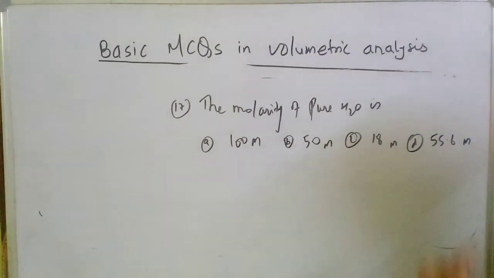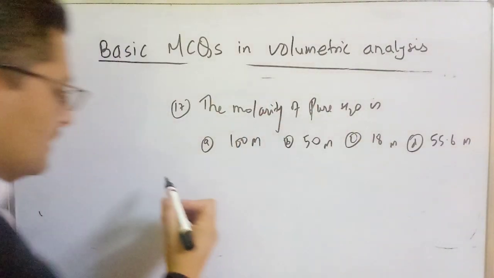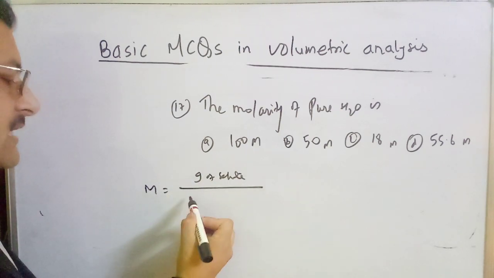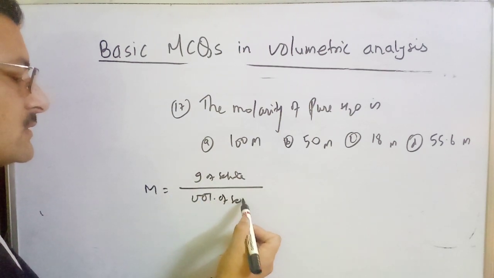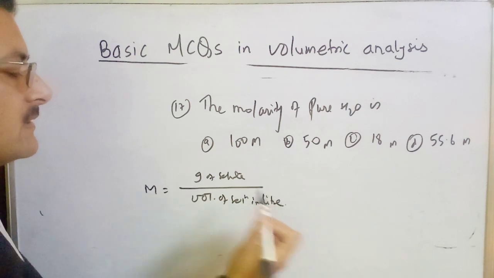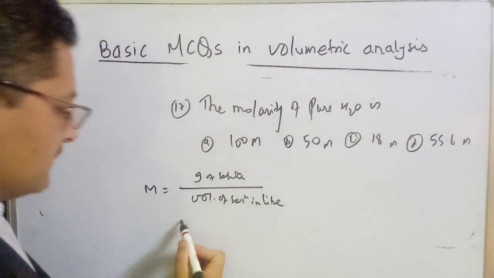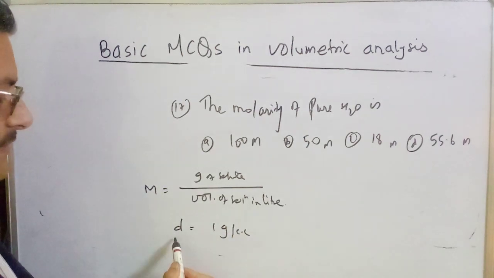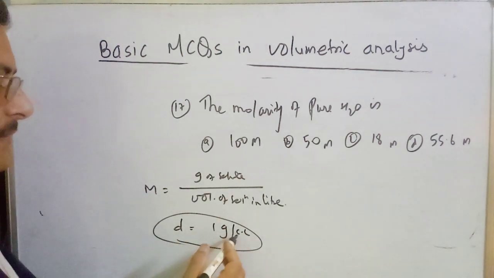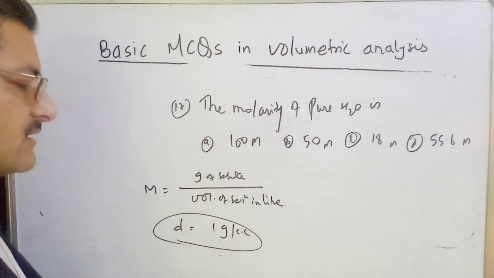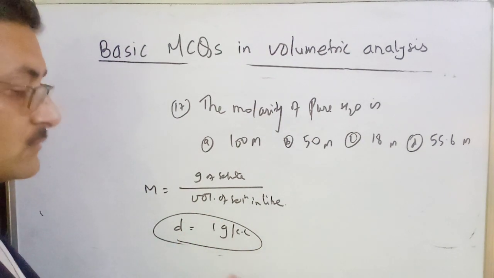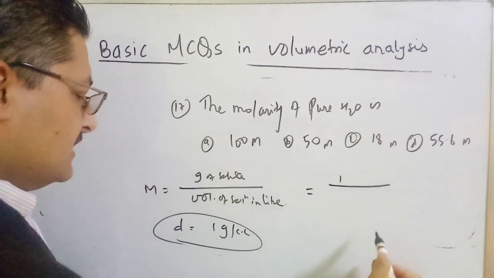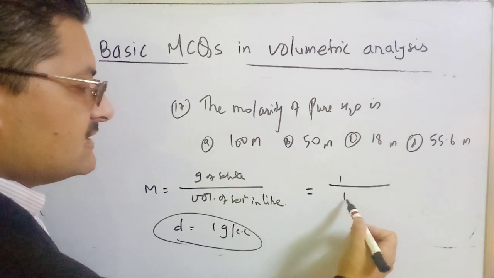Definitely we can calculate. Molarity of pure water is calculated by molarity equals grams of solute divided by volume of solution in liters. So you know the density of pure water equals 1 gram per cc. Therefore, pure water has 1 gram per cc. 1 ml has a mass of 1 gram. Therefore, molarity equals 1 divided by the volume of solution, which is 1 cc divided by 1000.